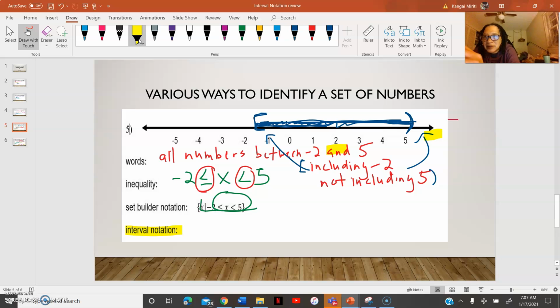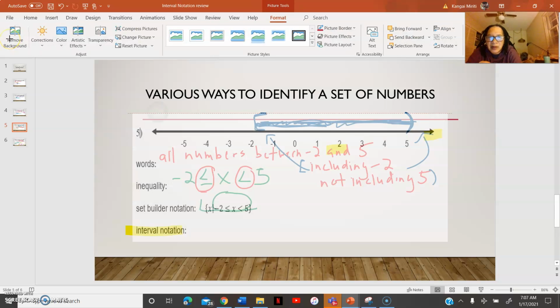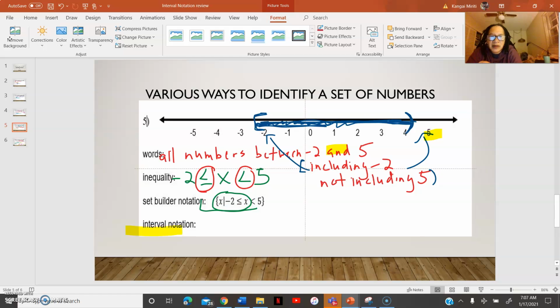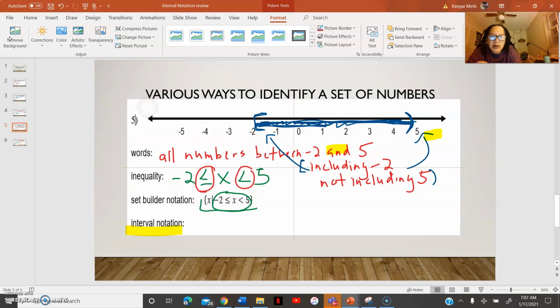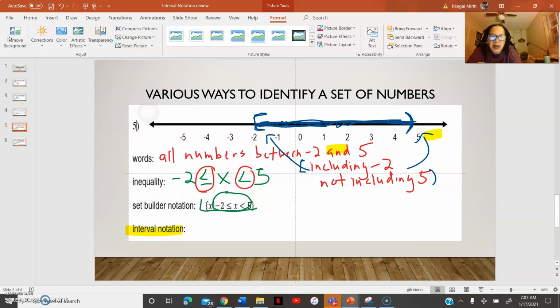Oh, great. Select. Now we can move it back to where it was. Sorry. It's supposed to be between -2 and 5. There they go.